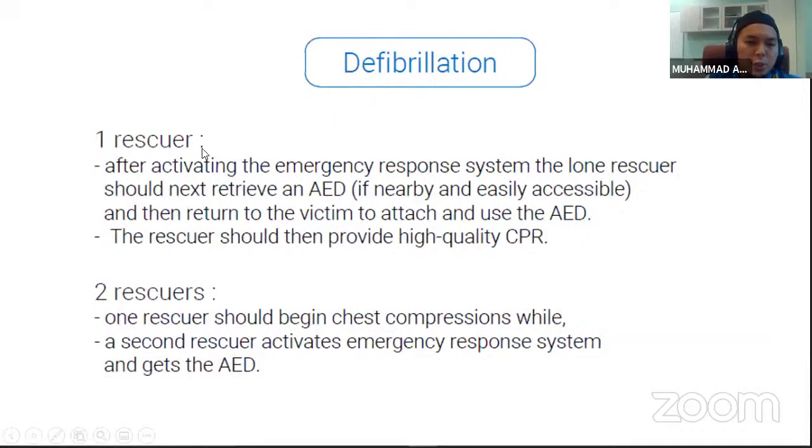If there is one rescuer, you are alone. After activating the emergency response, okay, you should take immediately the AED. So if you are alone, when you see this patient collapse, nobody else, okay, you shout for help. You should go activate the emergency response. Okay, if you know where is the AED, if you know where is the emergency trolley, you should take the emergency trolley and start to attach to the patient. Dah ambil semua ni baru start CPR. Okay, because you are alone.